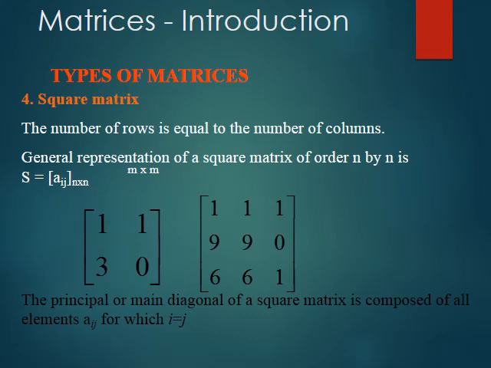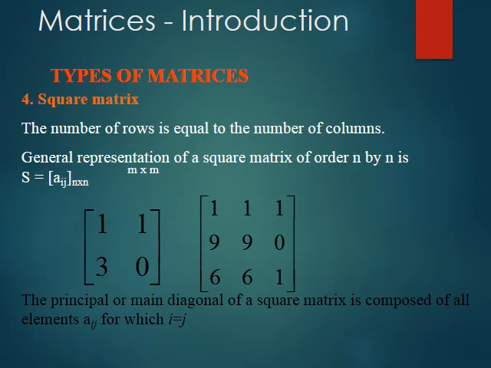The principal or main diagonal of a square matrix is composed of all elements aij for which i is equal to j. So what is principal diagonal? Principal diagonal is the main diagonal. There are two diagonals. One diagonal has elements 1 and 0 and the other diagonal has elements 3 and 1.